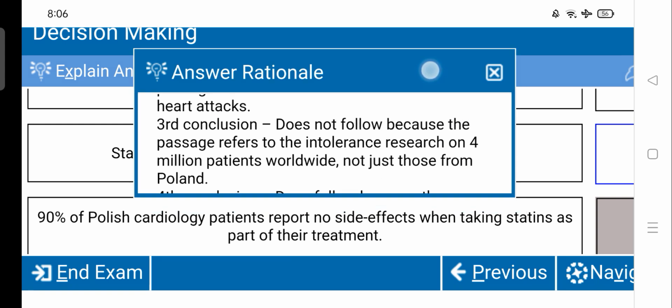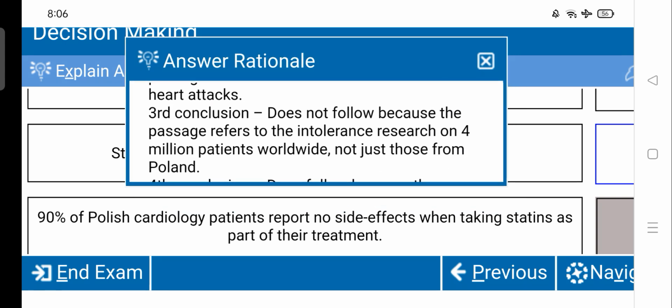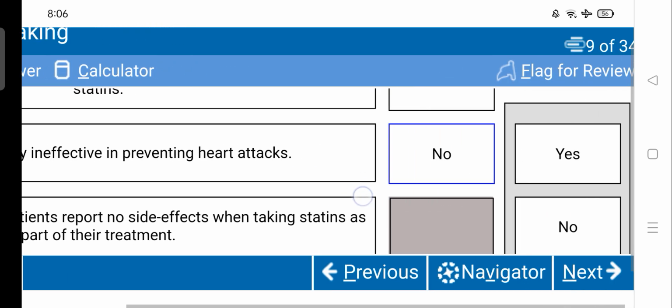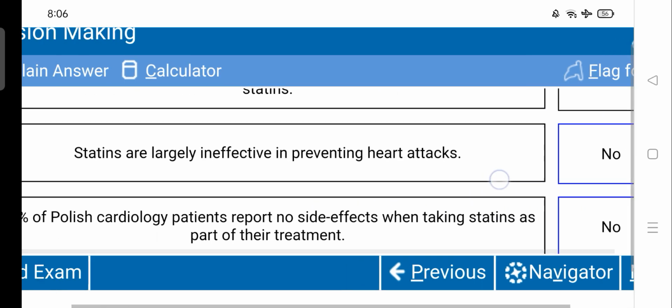Third conclusion, that 90% of Polish cardiology patients report no side effects when taking statins as part of the treatment. It does not follow because the passage refers to the intolerance research on 4 million patients worldwide, not just those from Poland. So the third conclusion does not follow. That's why again we will drop a no in front of it.